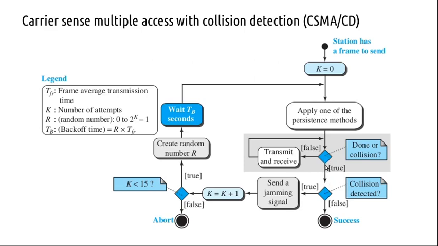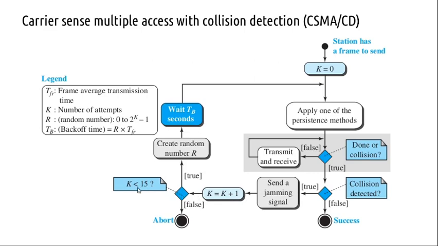Once transmission takes place, what happens? It will monitor the channel to check whether the transmission has been done or any collision has taken place. If a collision is detected, you will send out a jamming signal, and you will have to go for the next attempt after a random wait. Hope this is clear. So you increment k by 1, so it is 0, now it becomes 1.